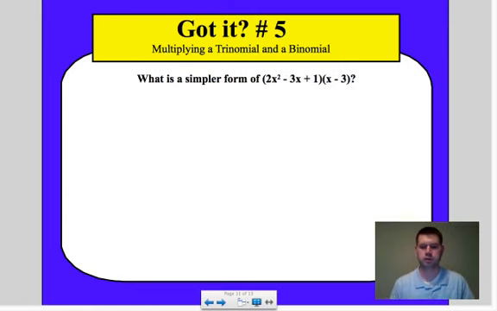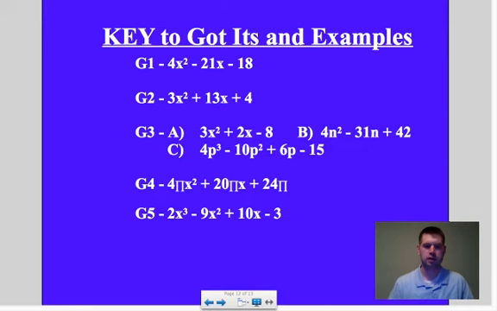Okay, so go ahead and do this one. And there's your answers for the problems, so you can go through there. That symbol, if you can't make it out, is pi.